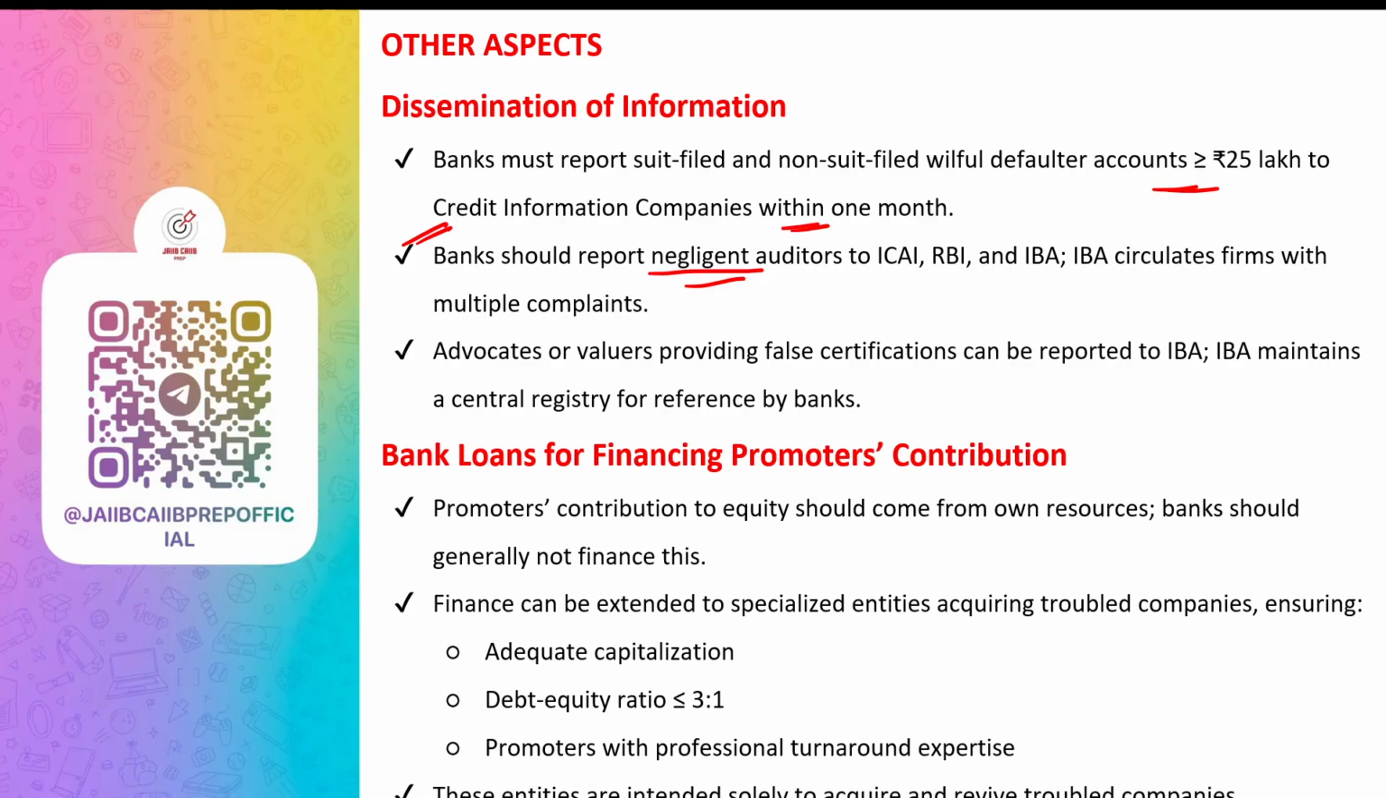If a lawyer wrongfully certified a property's clear legal title, or if a valuer inflated the security values, then IBA circulates these names among banks and the central registry, so that future assignments avoid these professionals.